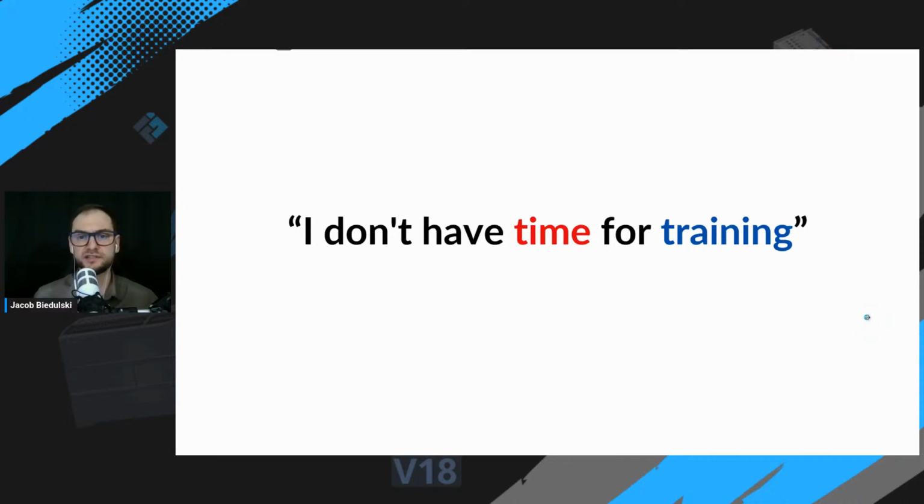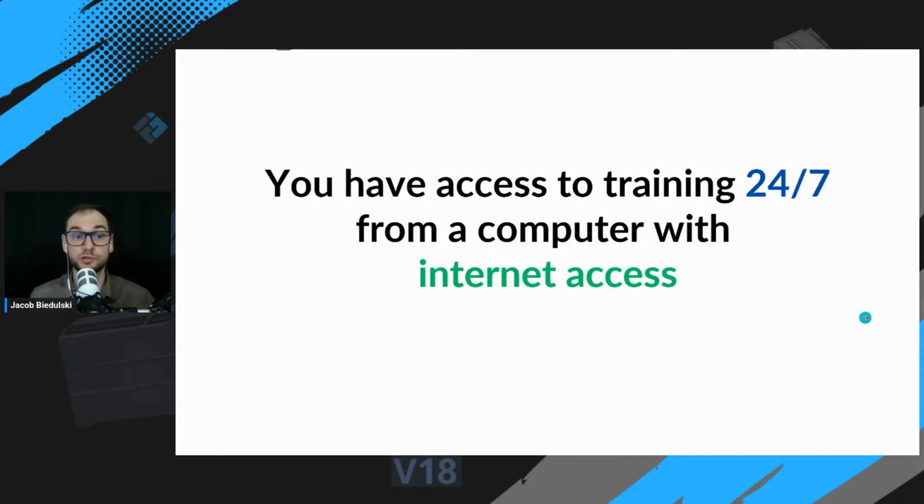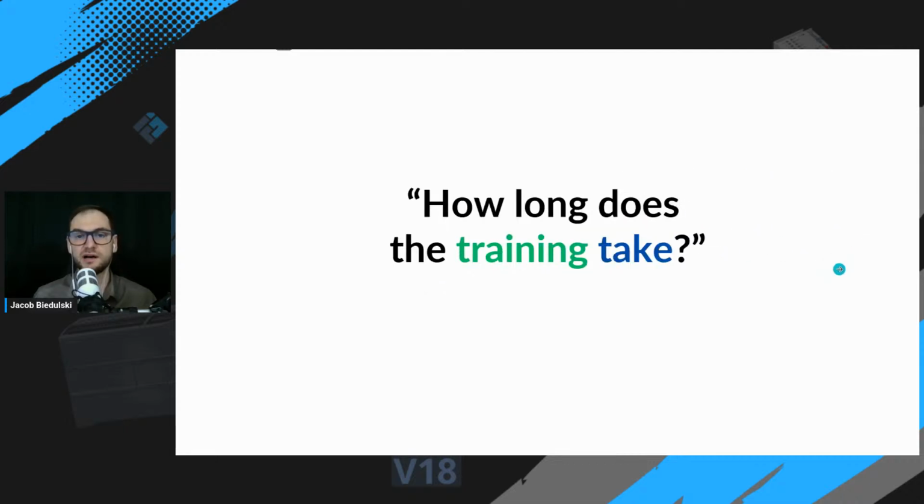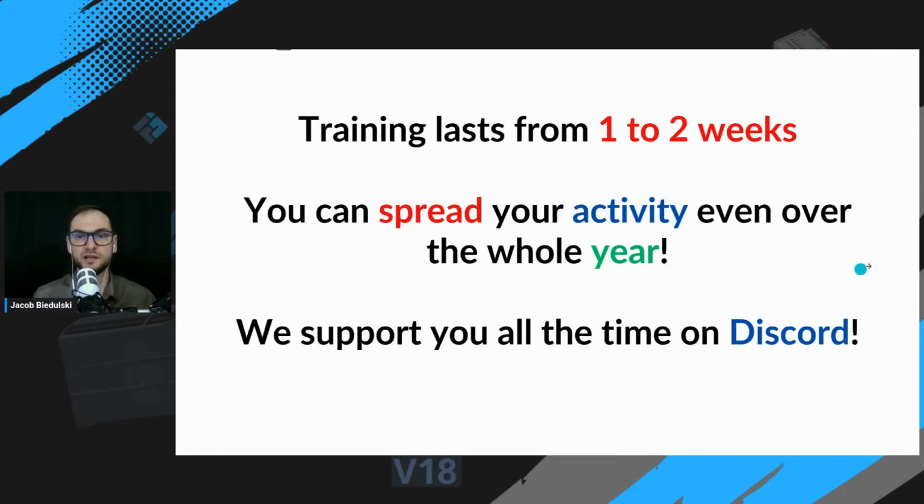Okay, if you don't have time for PLC and automation training, on our platform you have access to e-learning materials 24/7 from a computer with internet access. How long does the training take? The training takes from 1 to 2 weeks, but you can spread your activity even over the whole year. There is no time limit. We provide support on our Discord channel day by day, 5 days a week, no problems.